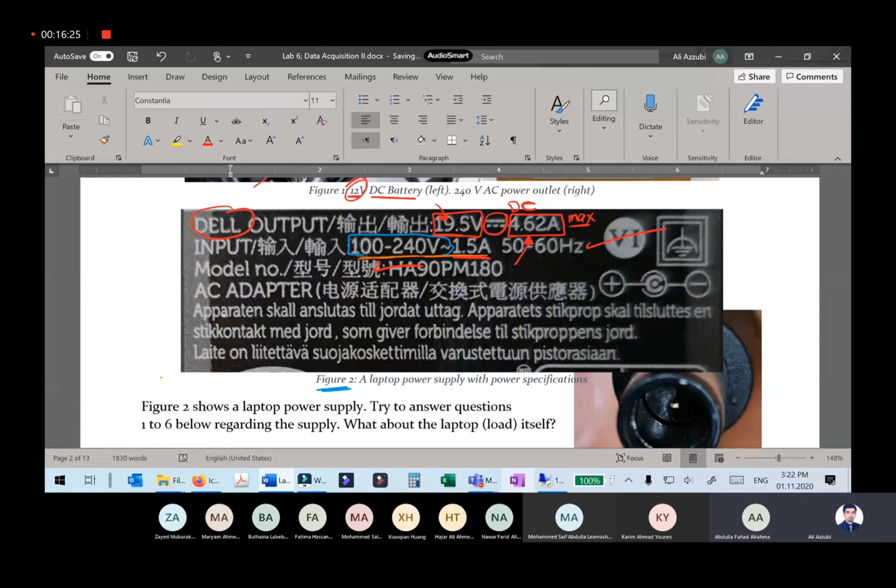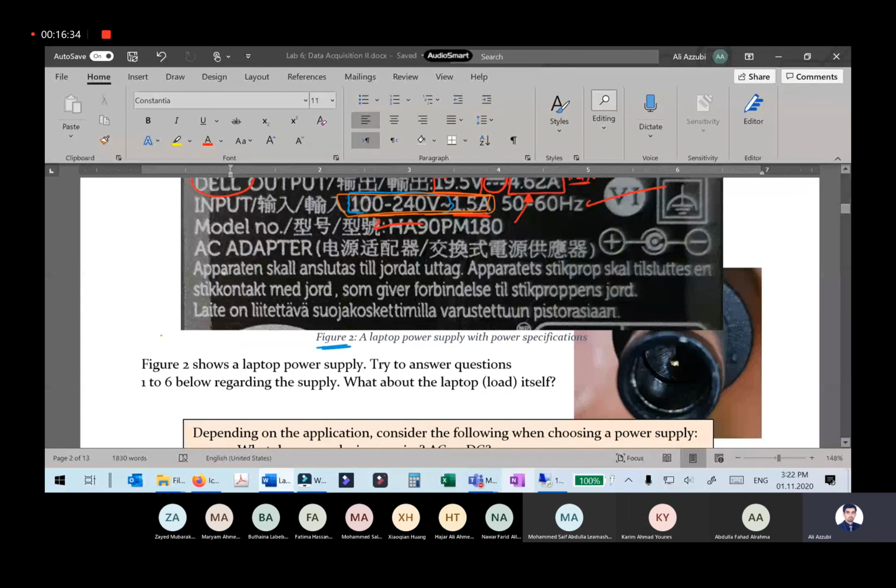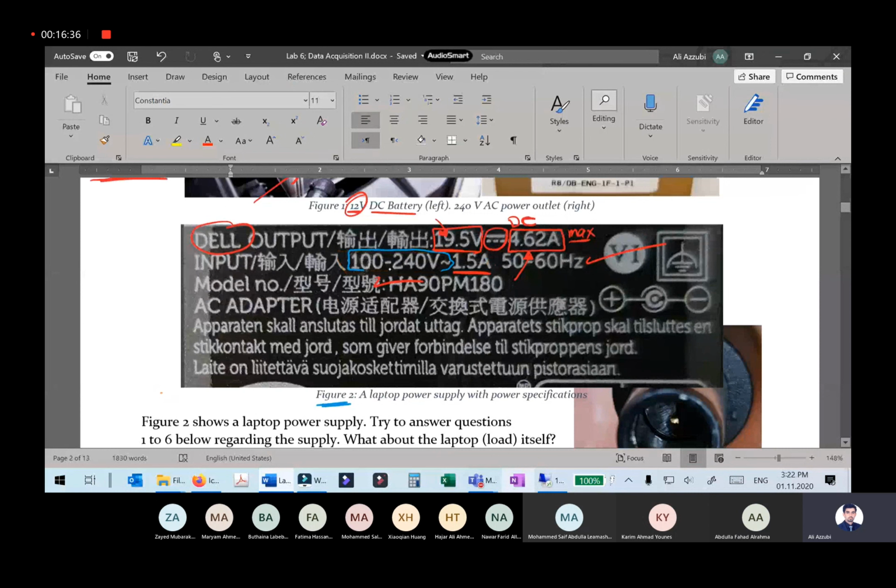So I took 100 times 1.5. Yes, exactly. But I got 150 watts. No, not 100. We assume that we are working with what? 240. Why did we assume 240? Because it's common. Here in the UAE we use 240. Oh, okay. And this is like the maximum power that this transformer will ask for.